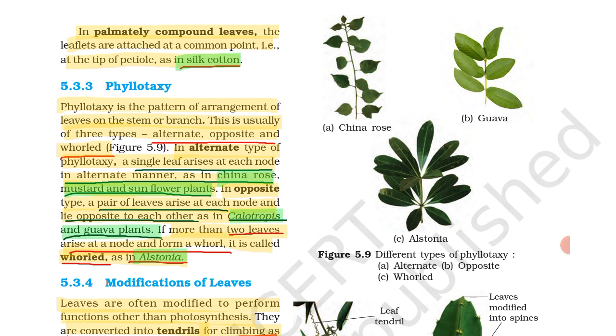In the opposite type, a pair of leaves arises at each node in an opposite manner. It is seen in Calotropis and guava. When more than two leaves arise at each node to form a whorl, it is called whorl phyllotaxy. It is seen in Alstonia. So the examples of alternate phyllotaxy are China rose, mustard, sunflower, of opposite phyllotaxy are Calotropis and guava, and of whorl phyllotaxy is Alstonia. See figure 5.9, in which alternate, opposite and whorl phyllotaxy are shown clearly with their examples.